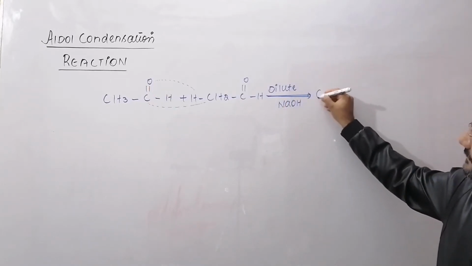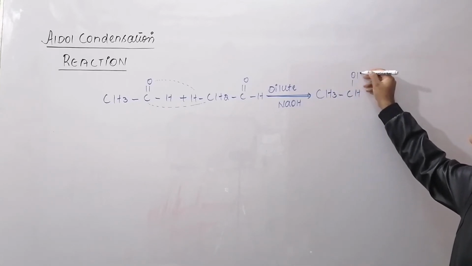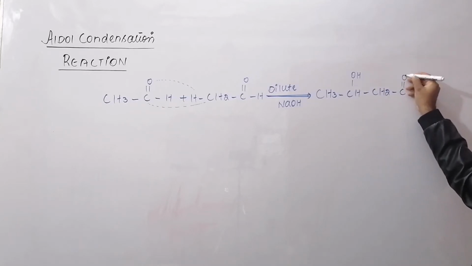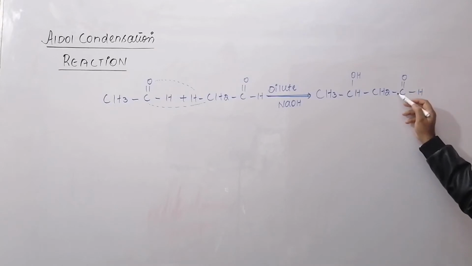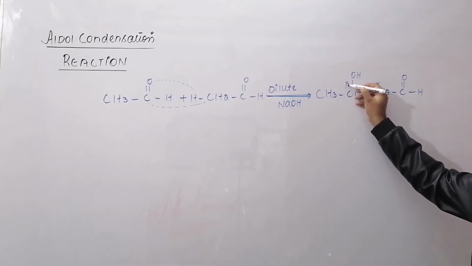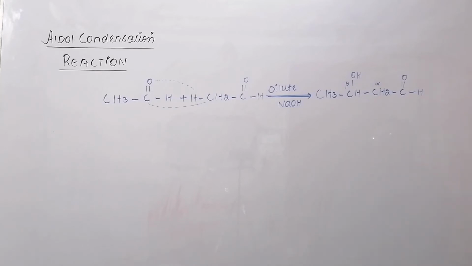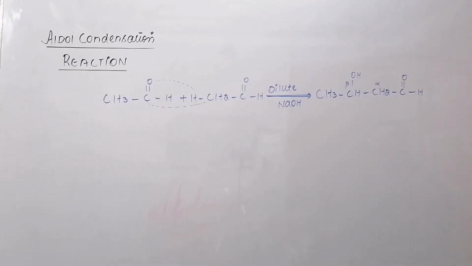As a result, this product is formed. Now dear students, in this product, this carbon is the carbon of the functional group, this one is the alpha carbon, and that is the beta carbon. So it is a beta hydroxy carbonyl compound, and that is an aldol, which consists of an aldehyde functional group as well as the alcoholic functional group.